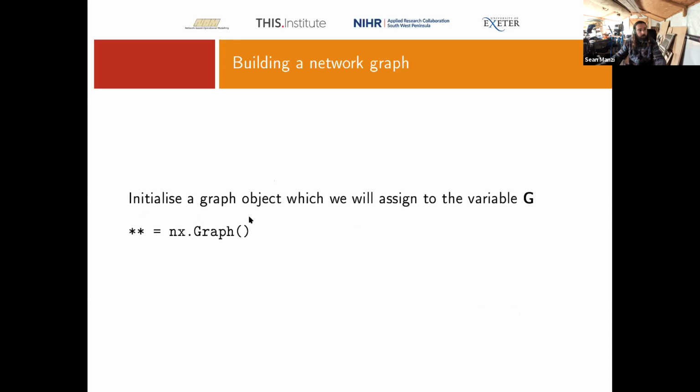So next, we said we need to initialize this empty graph object in NetworkX. So we use the nx.Graph function to do that, and it just doesn't take any arguments. And here you need to give the variable that it's being assigned to.